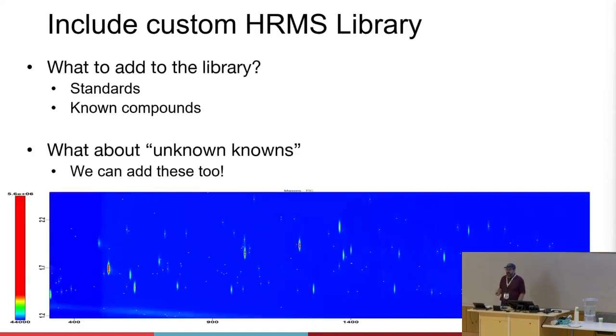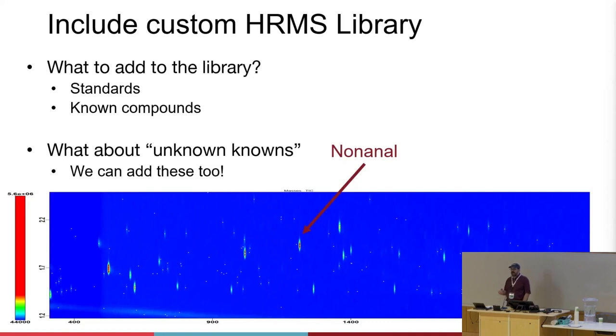Well, to deal with this is where we've started building our custom library. In this case, it's a custom high-res library, but you can do the same thing with low-res data. What do we add to the library? Well, spectra of standards, known compounds. We can also add unknown knowns, and we can also add things like these.